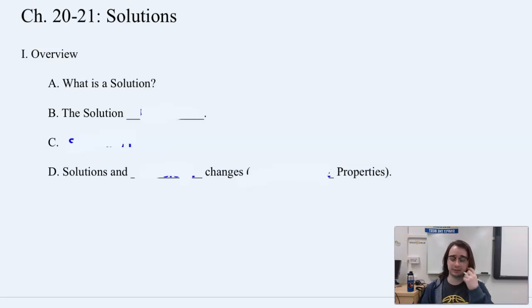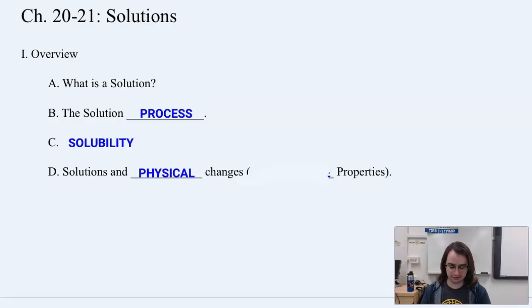So that's one of the things we're going to be talking about, like defining a solution. We're also going to be talking about something called the solution process, how to make solutions, how we can calculate things from solutions, and things like that. We're also going to be talking about something called solubility, meaning how well things dissolve in solution. We're also going to be talking about solutions and their physical changes, which we give a very fancy name called colligative properties. These colligative properties are things like boiling point, freezing point, vapor pressure, and another one that's called osmotic pressure. Let's go ahead and jump right into it.